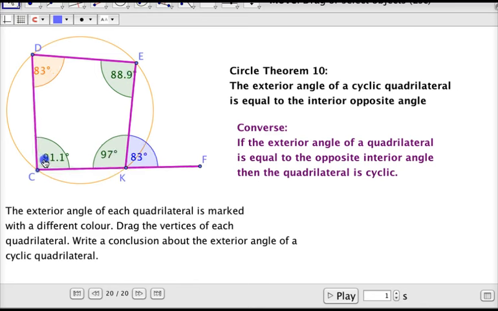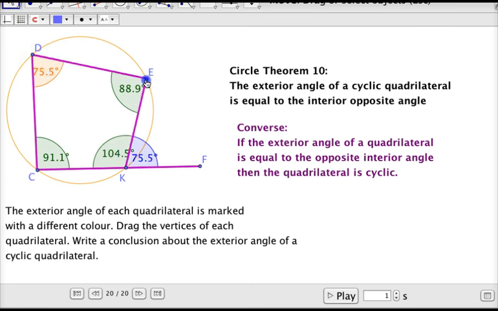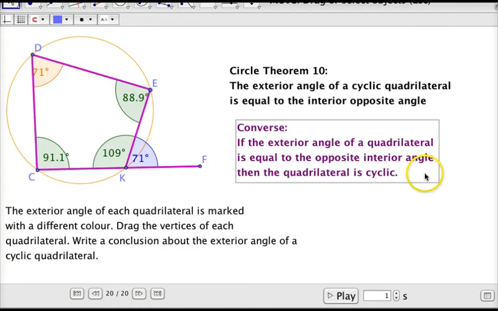As I change the size, that exterior angle 83 equals the interior opposite. Okay? And I can change some others. Are we happy with that theorem? So girls, that's our theorem. You can also write the converse theorem: if the exterior angle of a quadrilateral is equal to the opposite interior angle, then the quadrilateral is cyclic. Now that is another way of proving that a quadrilateral is cyclic.